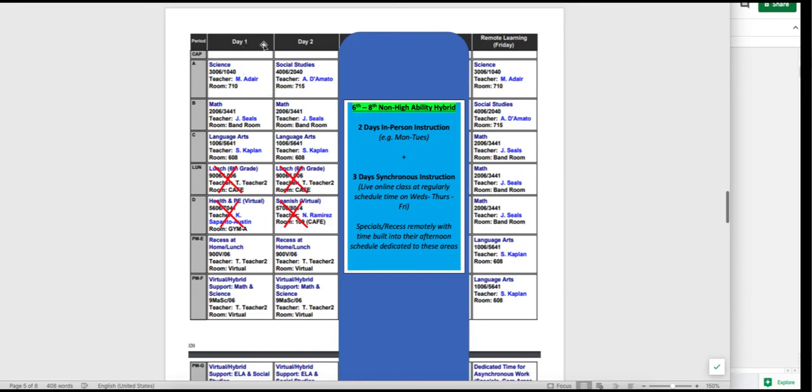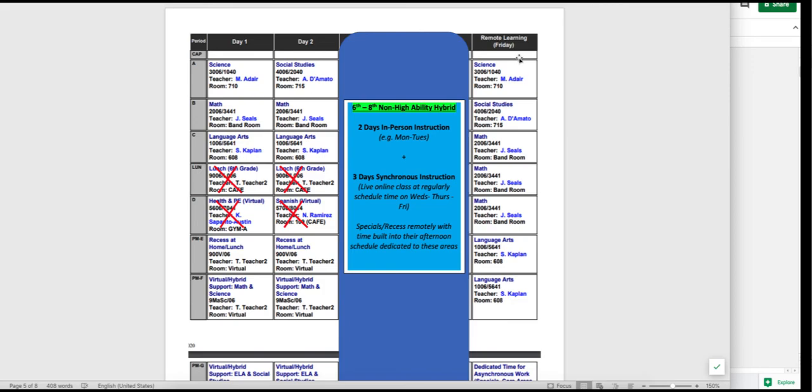This would be their schedule: day 1 on Monday, day 2 on Tuesday, and then day 3 would be Wednesday, and day 4 would be Thursday. They would follow this same thing. If they had science at 8 o'clock in the morning on day 1, and social studies at 8 o'clock on day 2, then when they get to day 3 and 4, we're just following the day 1 and 2 schedule. So on Wednesday and Thursday, they're still logging in for their 8 o'clock science class on Wednesday and their 8 o'clock social studies class on Thursday.